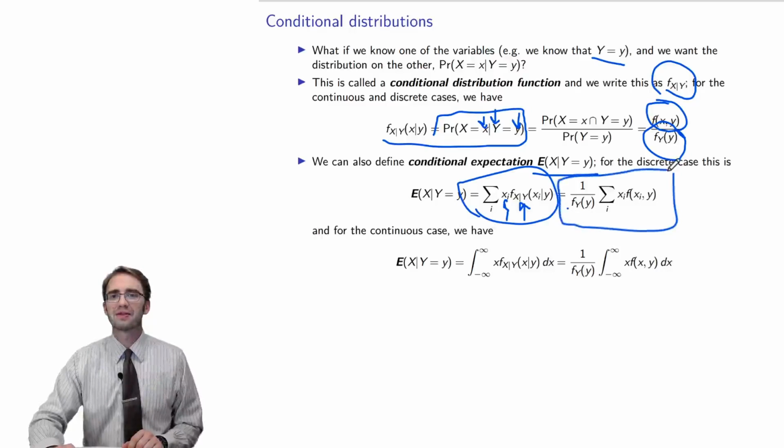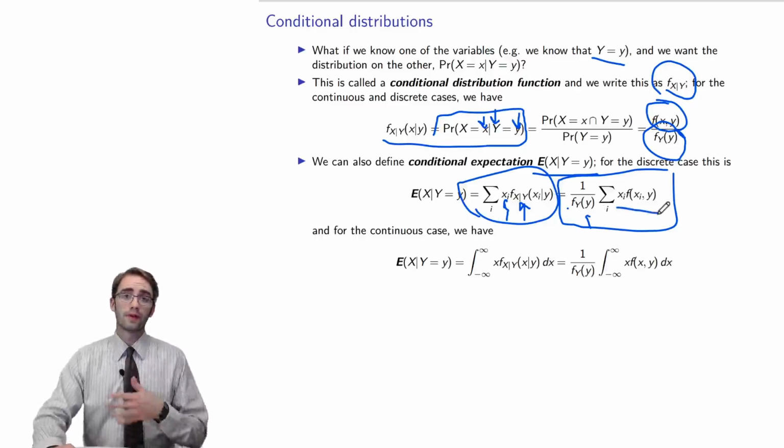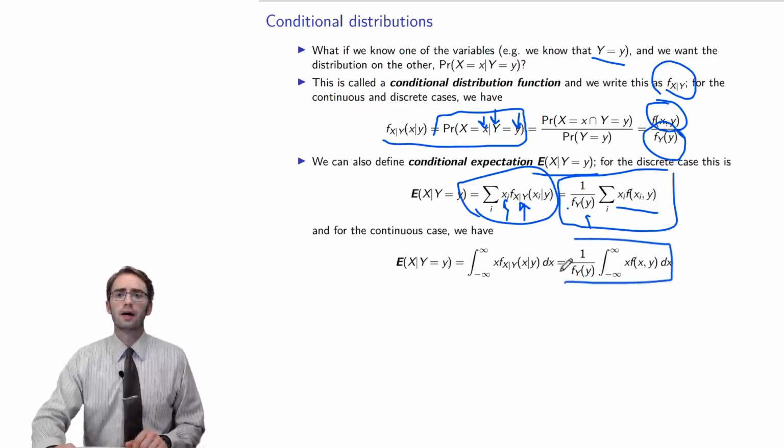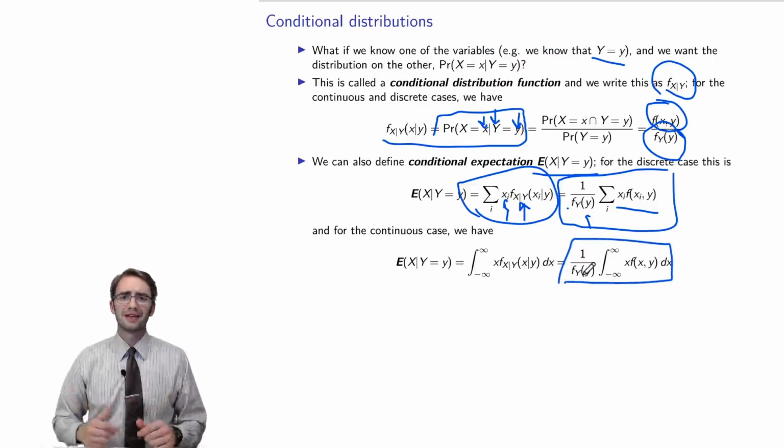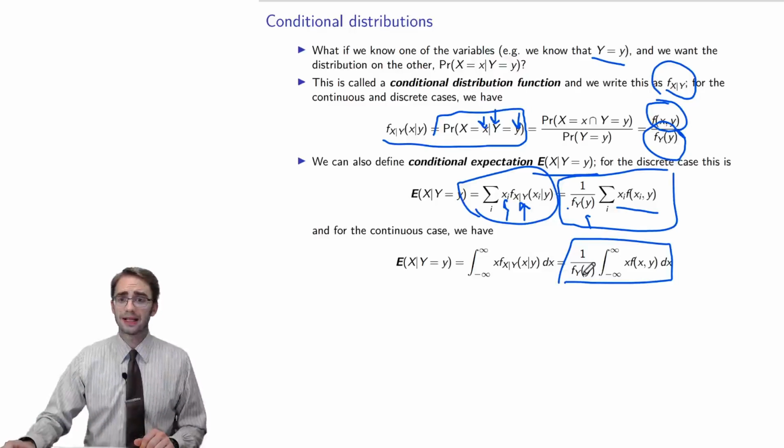You would just say, well, take 1 over the marginal distribution evaluated at y. This is the value of the random variable y that you've been given, and then just sum over all of the values of x times their conditional PMF in the usual way. And for the continuous case, you would do the same thing, but take an integral. I don't expect these formulas to sink in right away. It's hard to digest, so I think the best way to work through this is by examples.